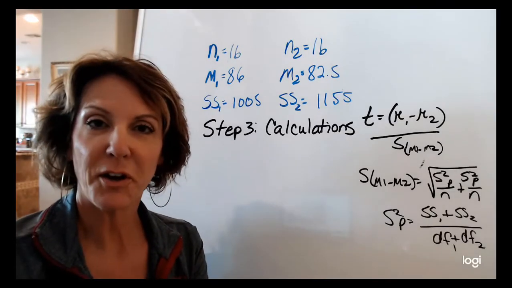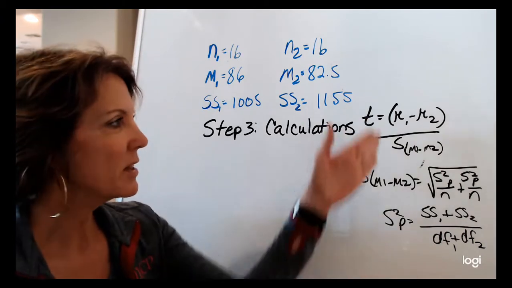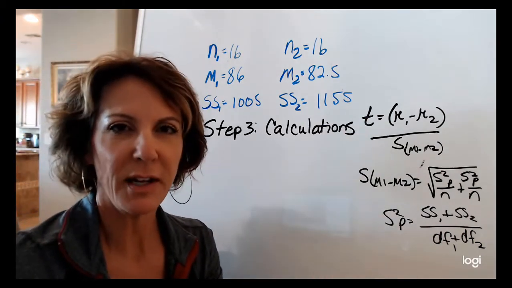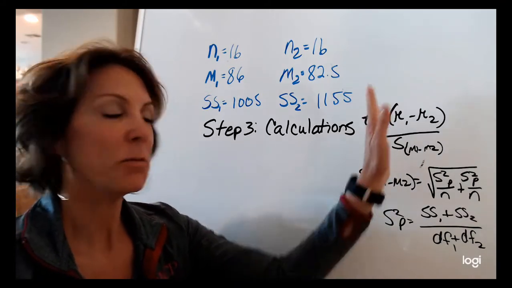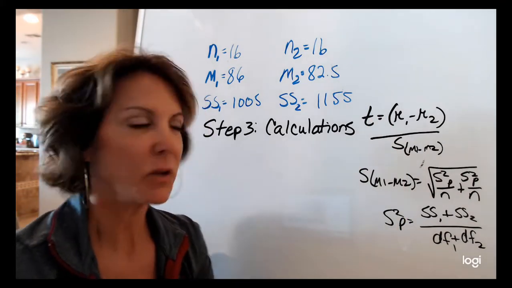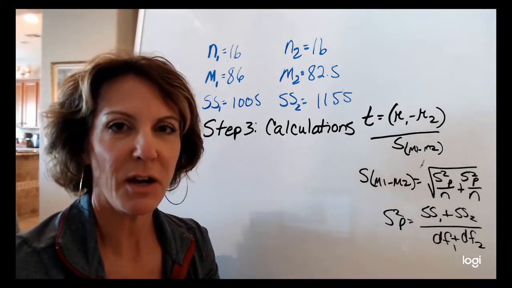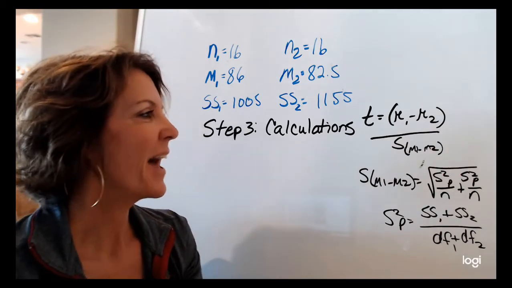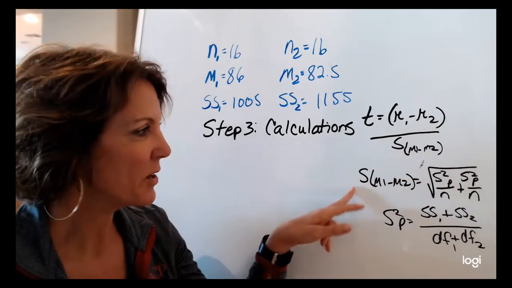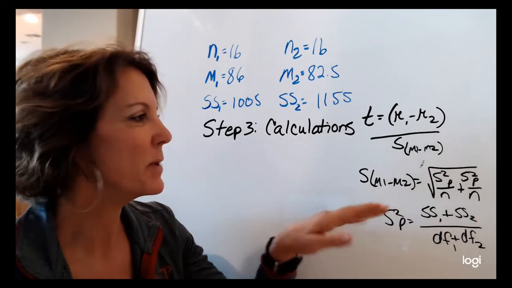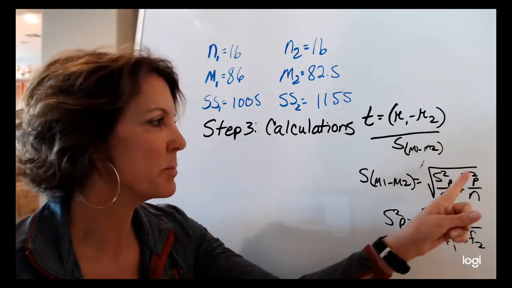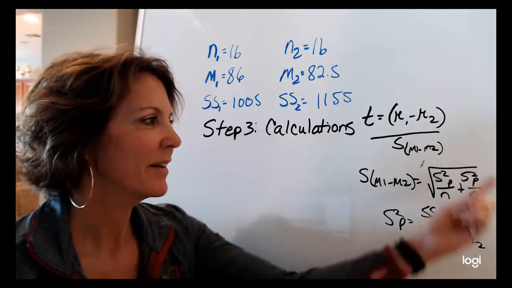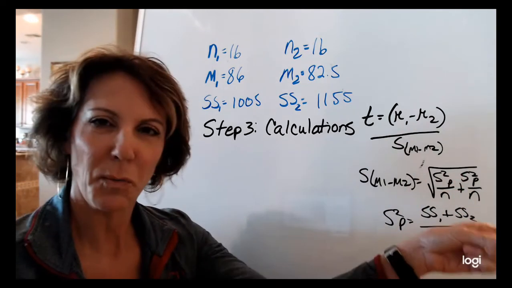Now it's time to look at our calculations. And I've written the 3 different formulas that you're going to need in order to get this done. So our t formula has the mean of the first group minus the mean of the second group divided by the standard error of the mean difference. And how do we get this? Well, here's the formula for the standard error of the mean difference. It's the pooled variance divided by n plus the pooled variance divided by n. Add that all up and take the square root of it.